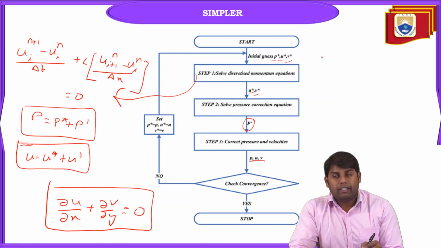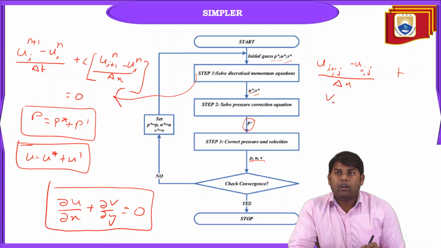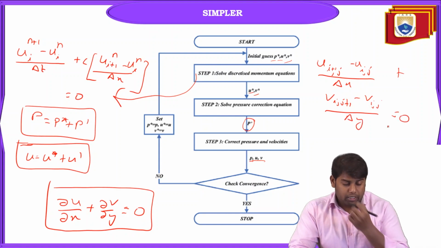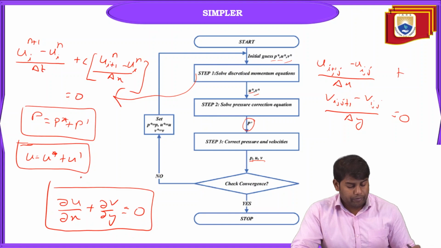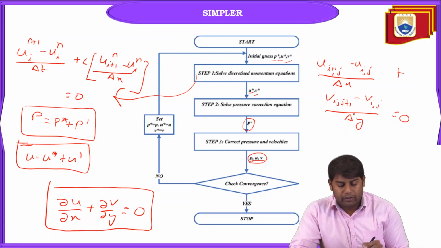So when we write the discretized form of the equation, this will be u of i+1, j minus u of i, j divided by delta x, plus v of i, j+1 minus v of i, j divided by delta y, equal to 0. So this is the discretized equation of continuity. Here we will substitute the actual values and see what exact value we get.